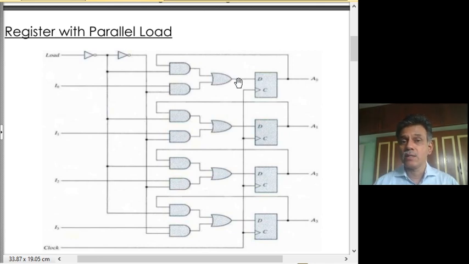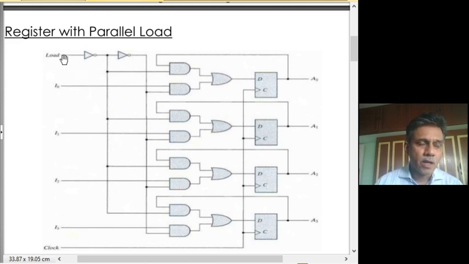When we don't want a new bit to get stored, the only way we can achieve it is to recirculate, to sample the same bit that is stored and then store it back. So this avoids the clock skew problem. Well, how does this circuit work?